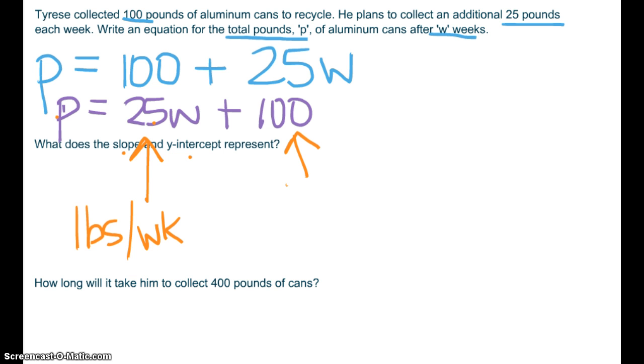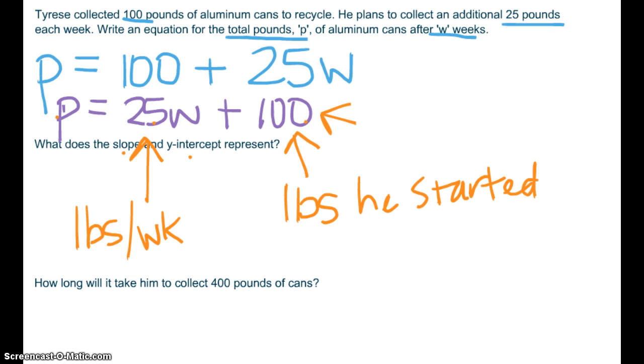And then what does the y-intercept represent? That represents the pounds he started with. So when the weeks was 0, the pounds was 100. So this 100 right here really represents the point 0. When x is 0 or weeks is 0, the cans that he collected was 100.